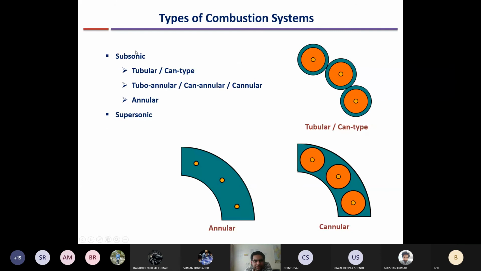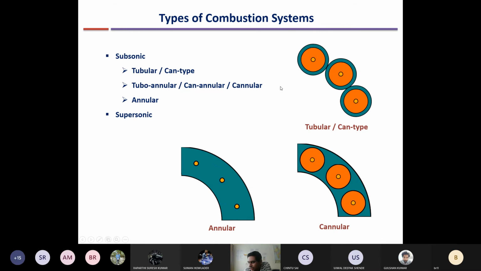So now, depending on these designs, there are different types of designs for combustion systems. So there are three main types of designs. These are known as can type or tubular, then cannular and annular. Let me quickly explain these three types of design.